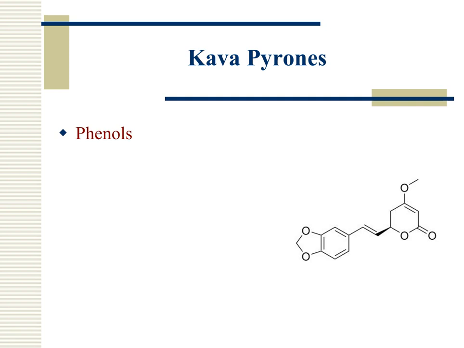So let's just take a look at this structure. These are Kava pyrones. That's methysticin. And there's a series of them. These are under the class of phenols, and then a subclass flavonoids, and then Kava pyrones. That's the metabolic pathway structure relationship.